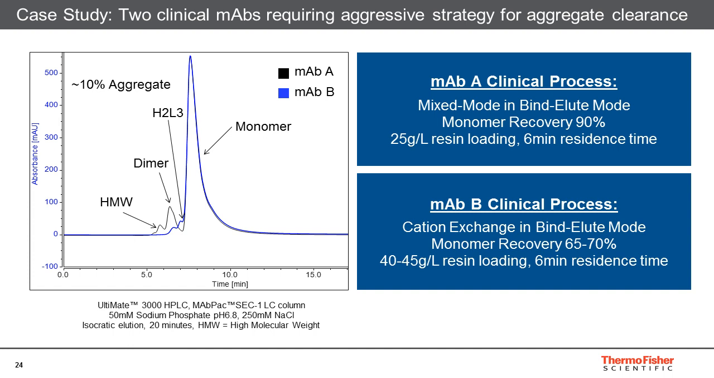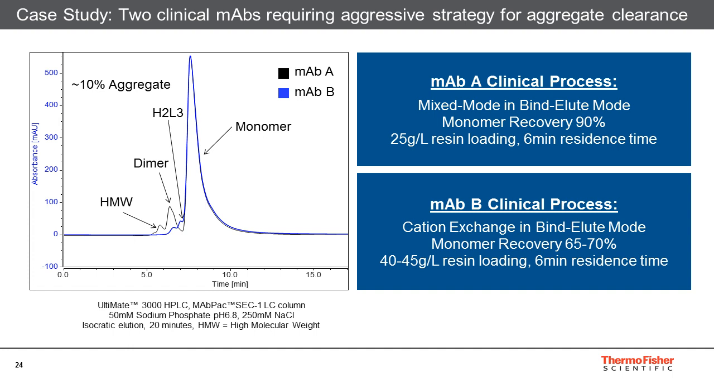Both these mAbs had a standard protein A capture step followed by, again, anion exchange flow-through polish. However, post-anion exchange, there was still significant aggregation remaining, and of course required additional polishing. So for mAb-A, the second polish step was set to mixed mode, operating in bind elute mode, and the scale-up process resulted in complete clearance of aggregation to below 1% with a 90% monomer recovery, and the process ran at 25 grams per liter resin loading at a 6-minute residence time.